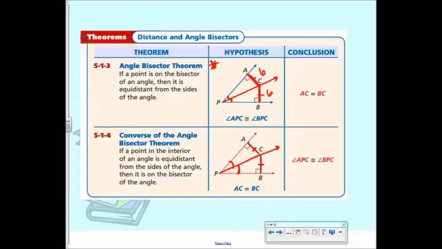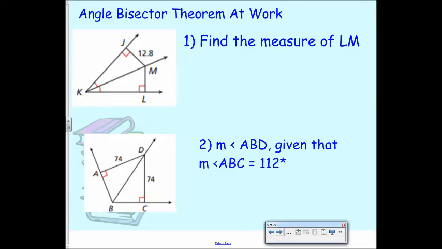So how would I use this at work? To find the measure of something like LM. Taking a look at this angle right here, I've got this large angle JKL. And I've got a ray shooting through what looks to be the middle of it, KM, and because it's got these lines right here, I know that these two angles are congruent, so JKM and MKL are congruent. Therefore, these two pieces must also be congruent. So if JM is 12.8, LM must be what? LM must equal 12.8.